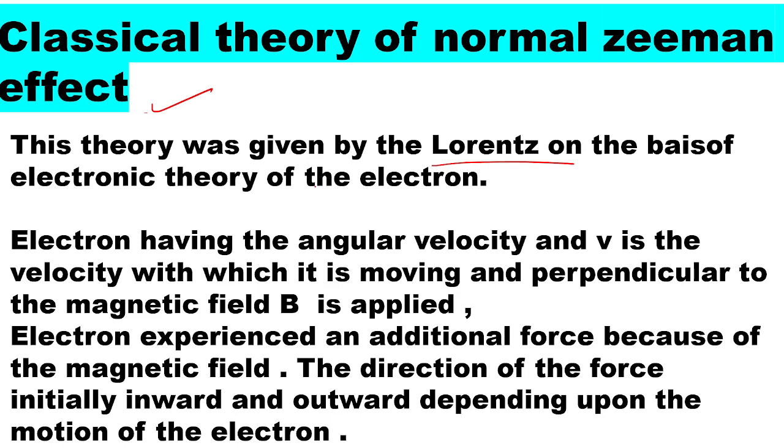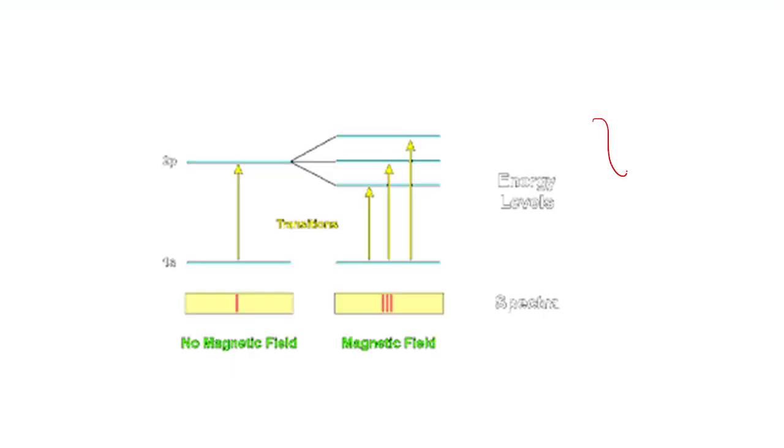He said that an electron having angular velocity omega, where v is the linear velocity, is moving around the nucleus, and B is perpendicular in direction, okay. The electron experiences a force because of the magnetic field, okay. You just see here, this is the expression that we are going to derive, the expression for the difference in the wavelength of these spectral lines, that is d lambda.